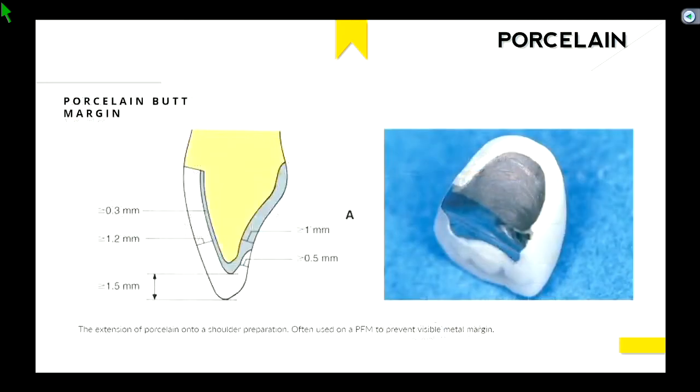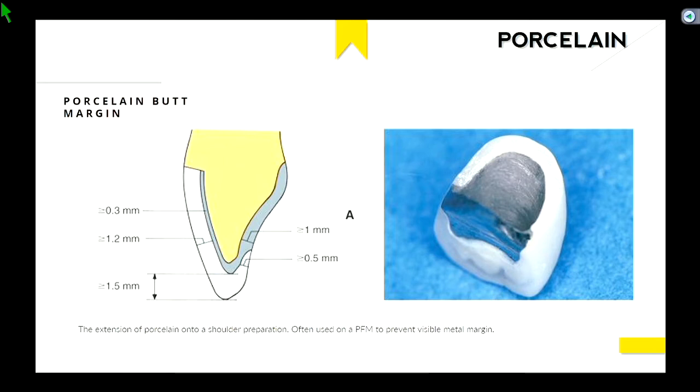Okay? Let's talk about margin designs. So remember we created a 1.2 millimeter flat shoulder. So we want things to be flat because porcelain is good in compression, so you don't want any bumps or irregularities. You just want something flat. So a typical margin design is what we call this porcelain butt margin. You see how the metal coping just comes straight down to the junction of the axial wall and then the beginning of your margin, and the rest of that thickness is made up of porcelain.